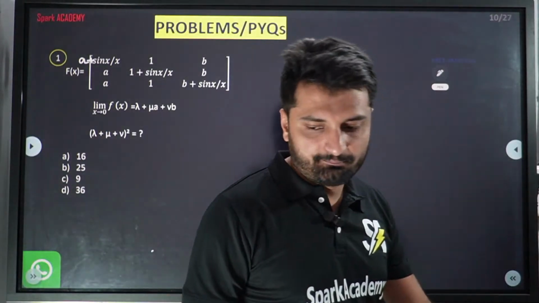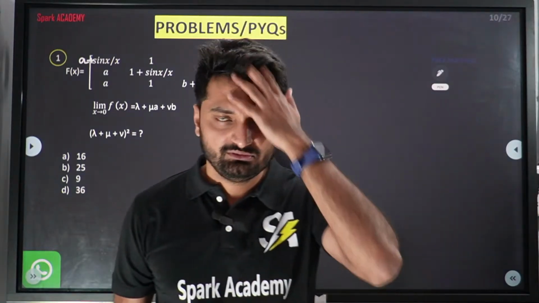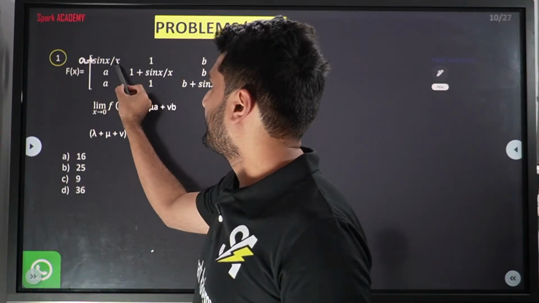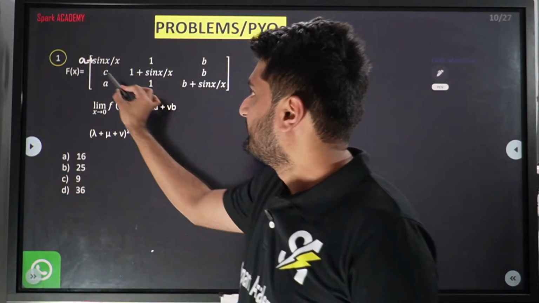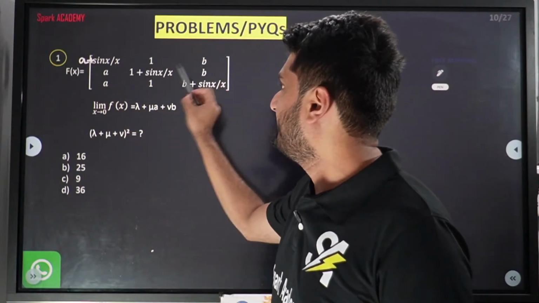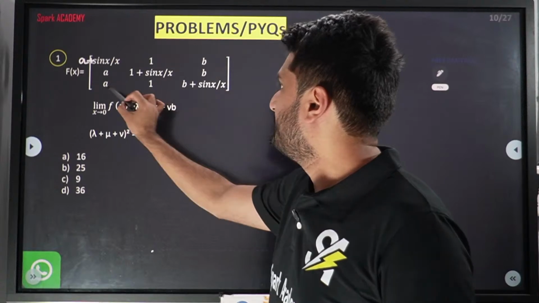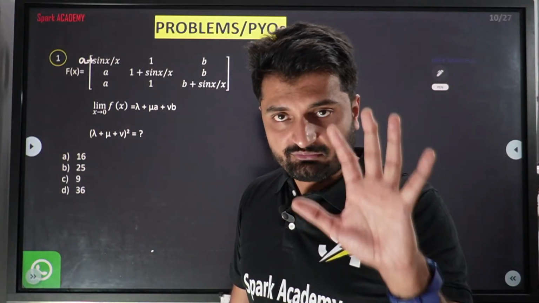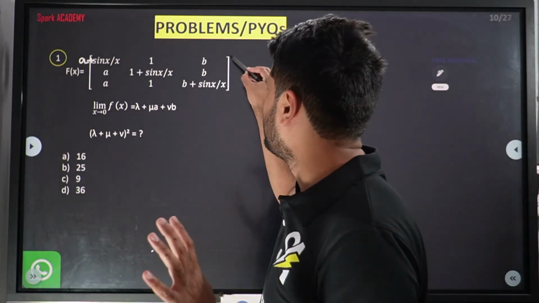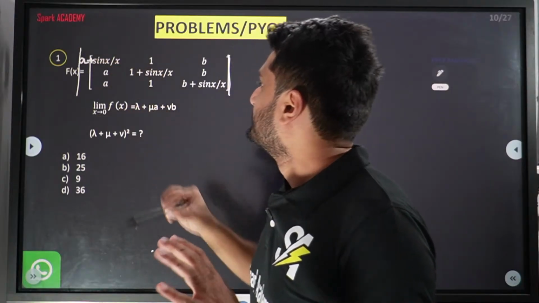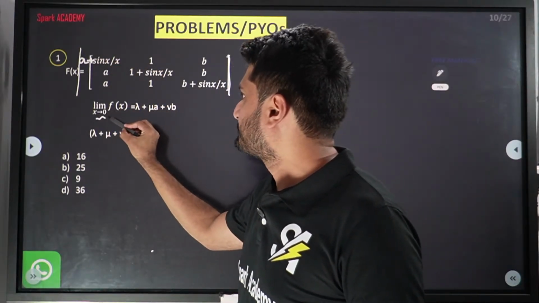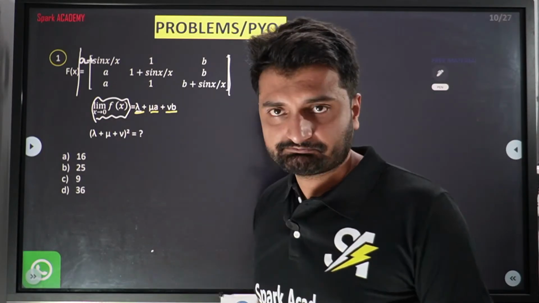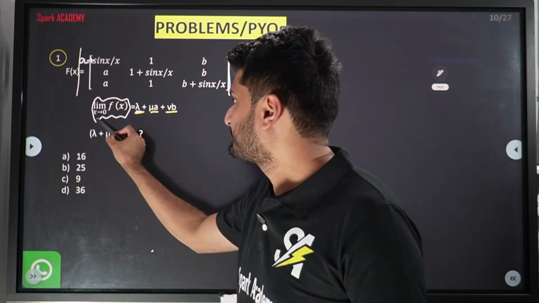Now let's start some PYQs, let's solve some previous year questions. So the first question is: f of x is the determinant of, there was a printing mistake here so I have rewritten it: a plus sin x by x, 1, b; a, 1 plus sin x by x, b; a, 1, b sin x by x. This is the question given, and they are saying this is the determinant. And they also said the limit as x tends to 0 of f of x is lambda plus mu a plus vb.